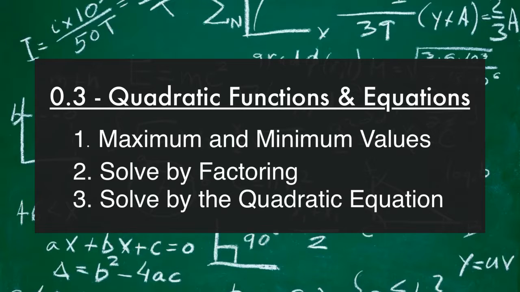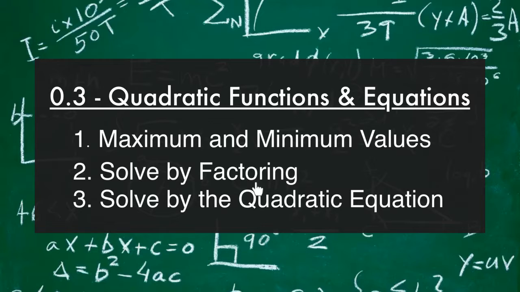In this lesson, 0.3 quadratic functions and equations for my Algebra 3 class, there's three things we talked about. First, we talked about the maximum and minimum values of a quadratic. So we figure out if a quadratic has a maximum or a minimum value depending on the leading coefficient. And then we find that maximum or minimum value by finding the x first, then plugging it back in.